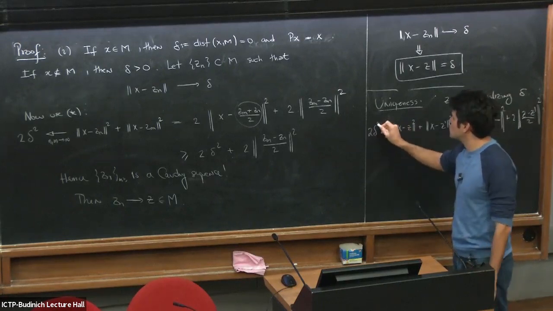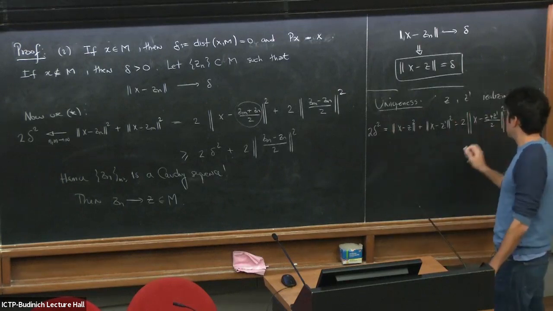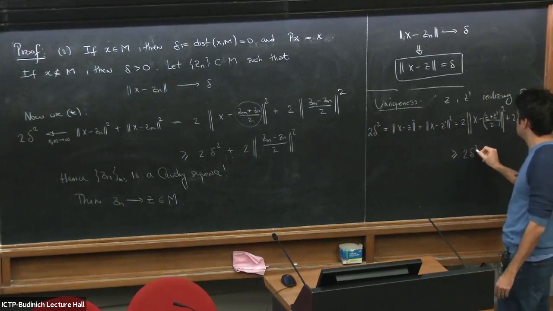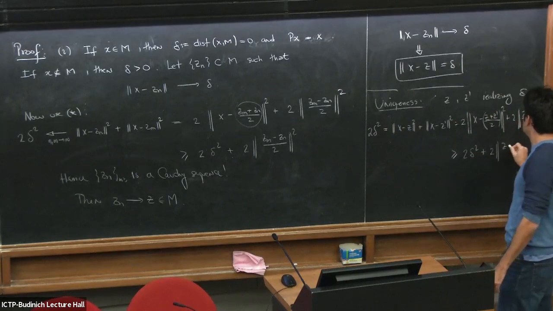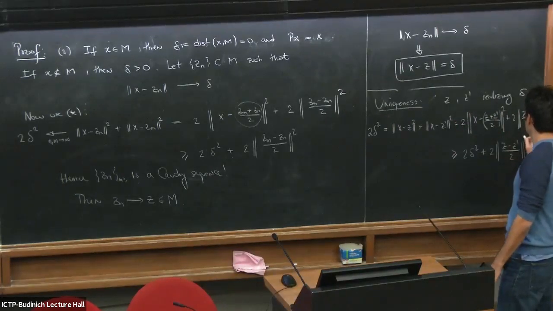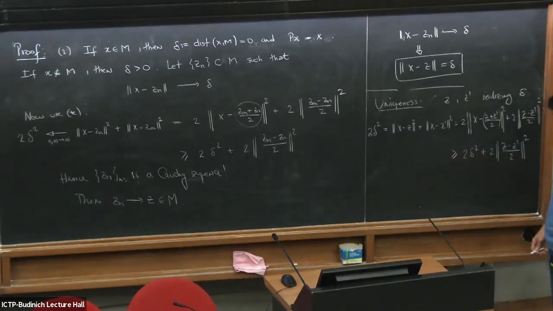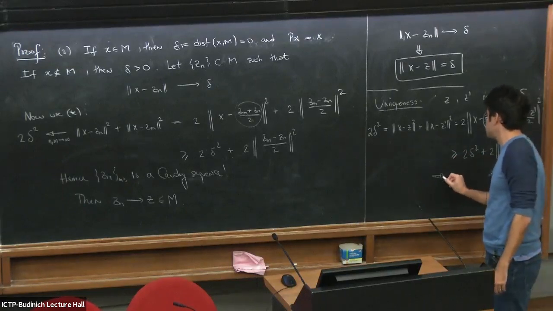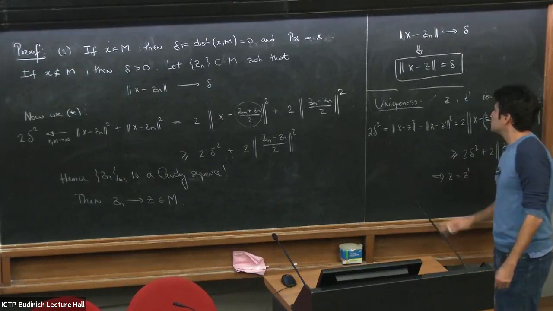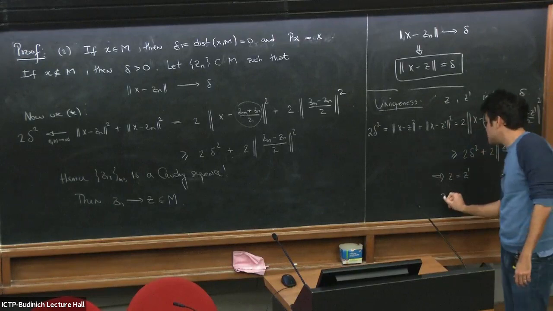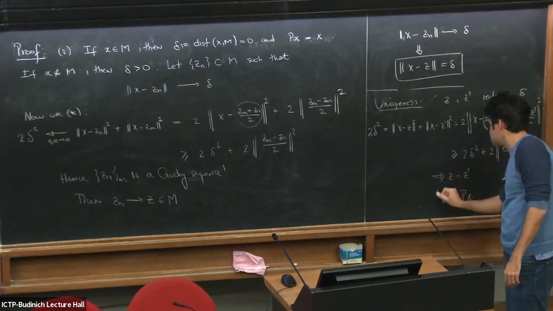This would be 2 delta squared. And this again would be bigger or equal than, because this is a guy in the space, 2 delta squared plus 2 times the norm of (z minus z prime over 2) squared. So 2 delta squared is bigger or equal than 2 delta squared plus somebody. The only chance that you have is that this somebody here is 0. So the only chance is that z is equal to z prime. So if you have two guys realizing the distance, they have to be the same. So in fact, you have just one guy realizing the distance. We call this z that we constructed here p of x, okay?